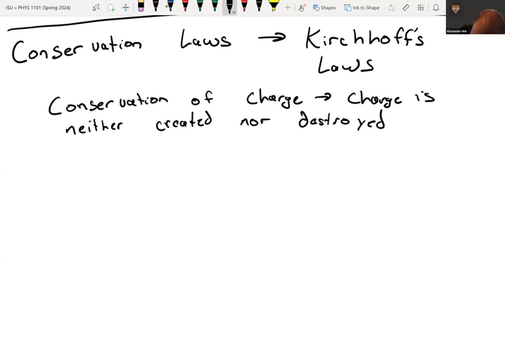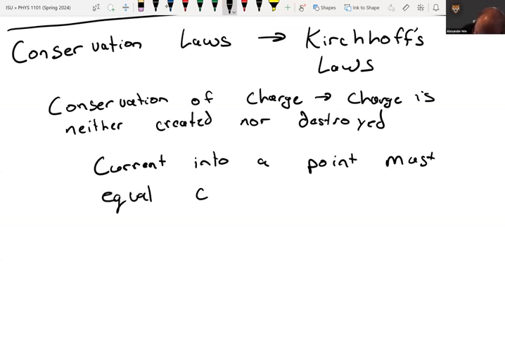And the idea is that current into a point must equal current out of a point. Because if it didn't, that would mean that some amount of charge was either created or destroyed, which would violate conservation of charge.